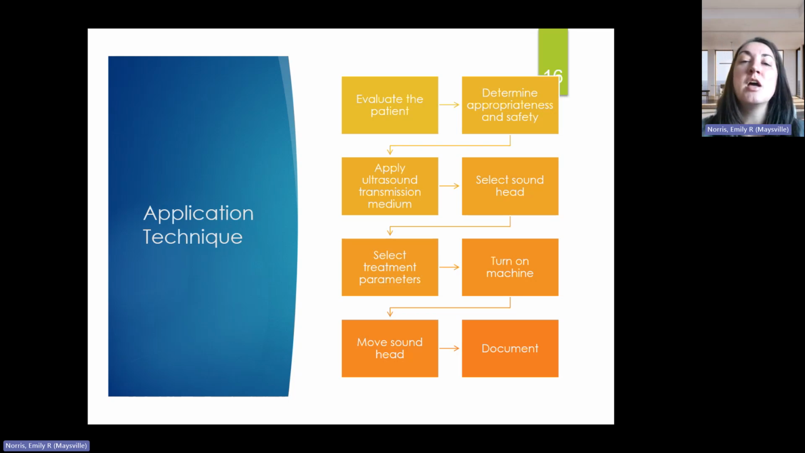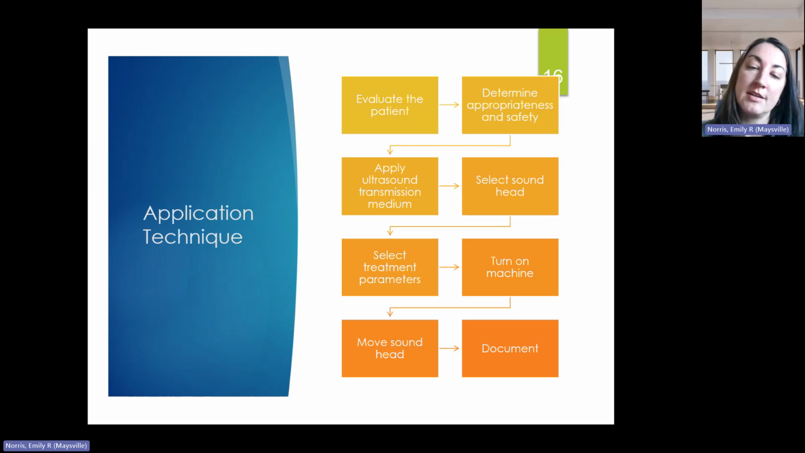So always put the gel on and touch the patient in the area that you're going to do the treatment before you turn the machine on. Always, always, always. That will be an automatic fail of a practical if you have an ultrasound head just hanging out in the air and you turn the machine on.